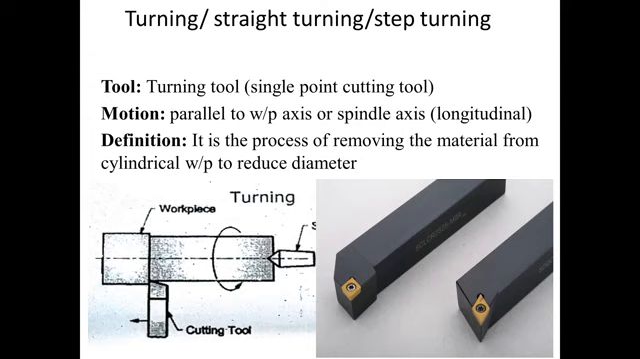How we can define turning is the process of removing the material from cylindrical workpiece to reduce diameter. So that's a very common sentence, process of removing workpiece material, that is of course logical cylindrical workpiece. What is the function? To reduce diameter. So if it is a constant change in diameter, that's straight turning.